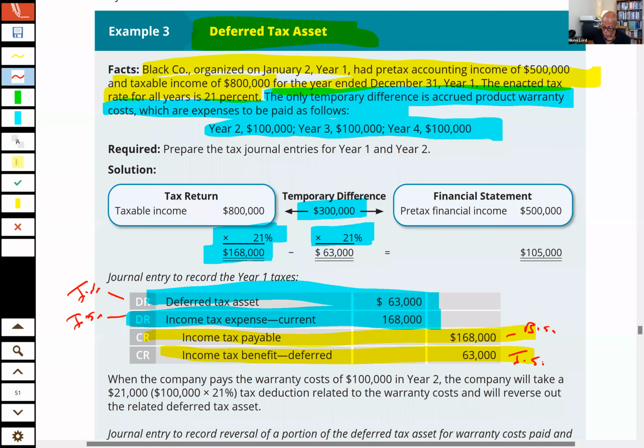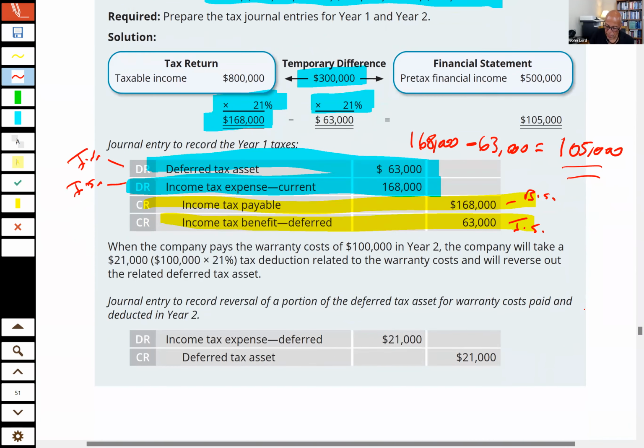So our total tax expense now is going to be what? Now it's going to be the 168 minus the 63,000 here. This 105 is the amount that would be the total tax expense of 105,000. So it's minus the asset when you have an asset that's been increased or created in this example.